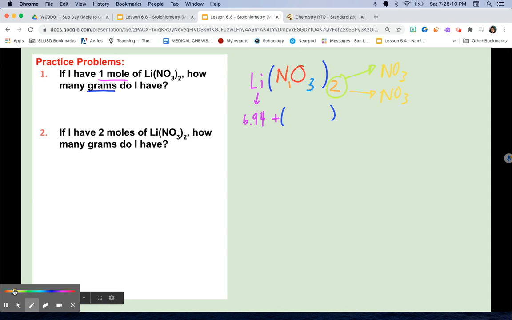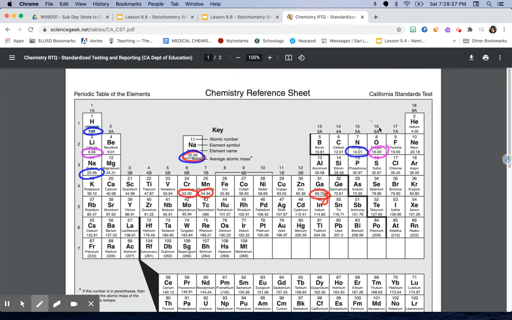Another way I can think about this is that it's like the distributive property in math. If I take the 2 from outside, I just need to multiply it by 1 for the subscript of N. And we actually have 2 times whatever the mass of N is, 14.01.